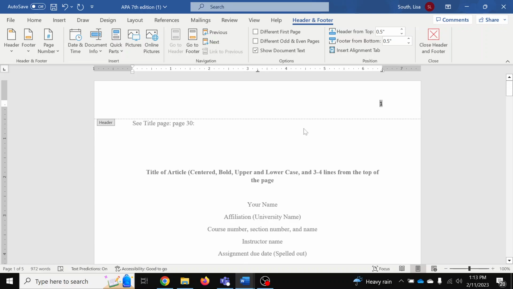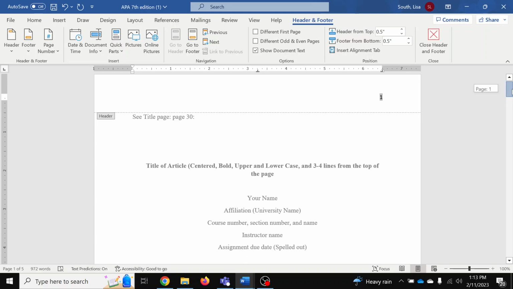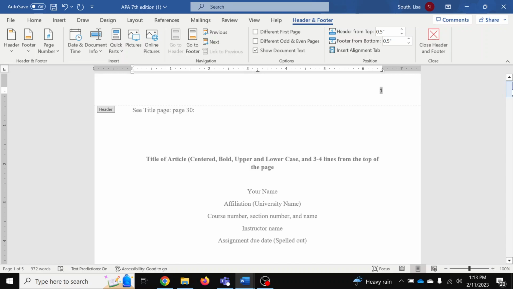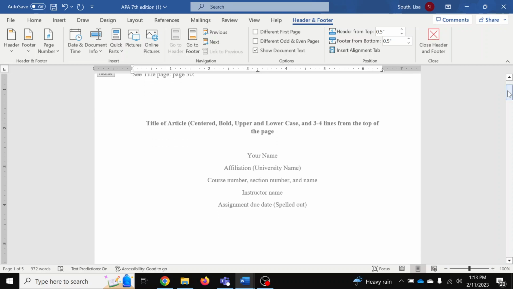If you go in and manually put that page number in, and then you go in and manually put in page 2, it may jump up, it may jump down. It's never going to be in the right place. So there you go. The title.